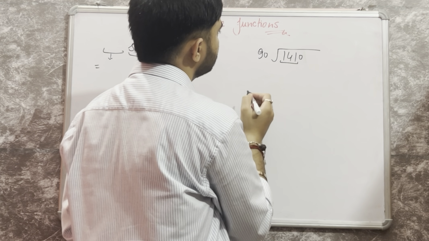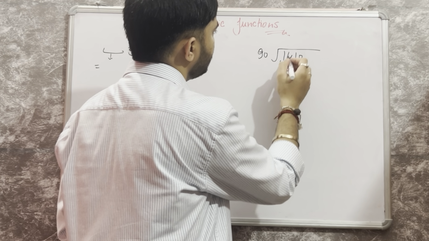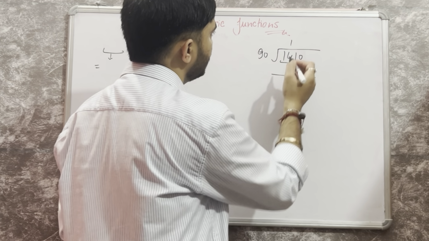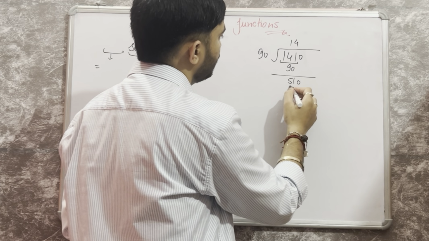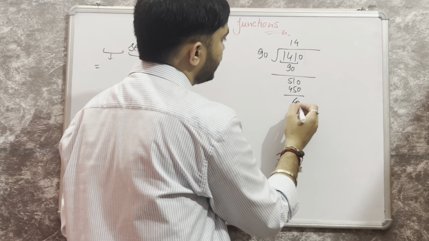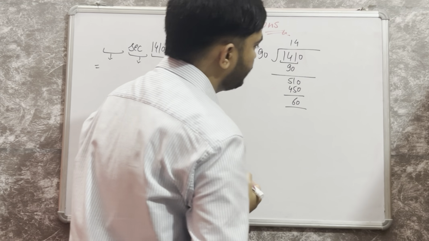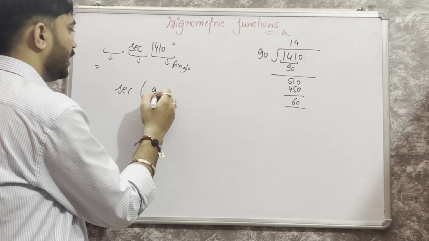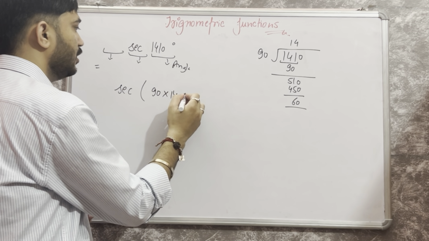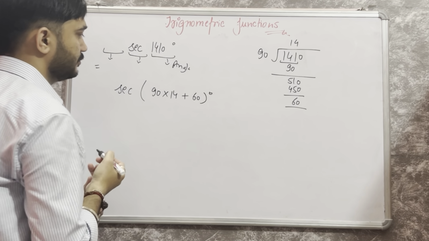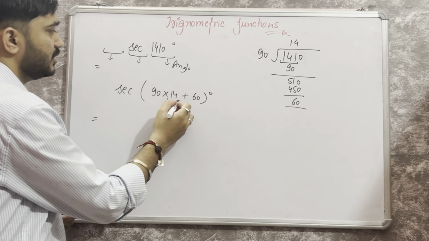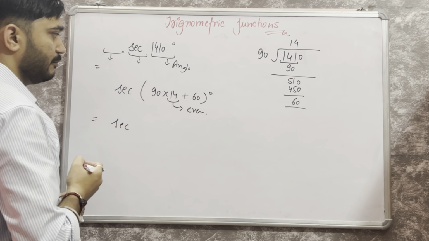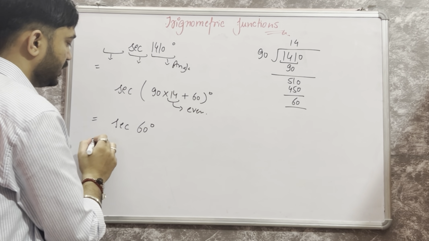Let's take this 90. Ones, but we get 510, and then 94s are 450, and we will get the remainder 60. So 1914s are... So how are we going to represent it? Sec 90 multiplied by 14 plus 60 degrees. Since the number is even here, we are not going to change the name and represent 60 here.